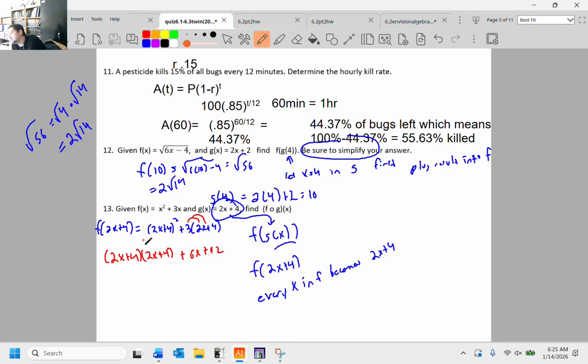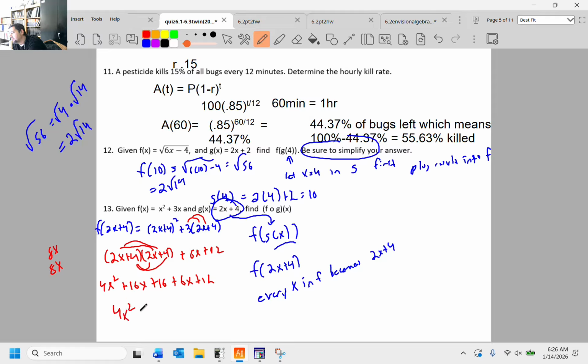2x times 2x, 4x squared. 2x times 4 is going to make an 8x. Another 4 times 2x is an 8x. You put those together, you got 16 of those x's. And then 4 times 4 is plus 16. And we just need to combine all our like terms. It's not a hard thing to do.